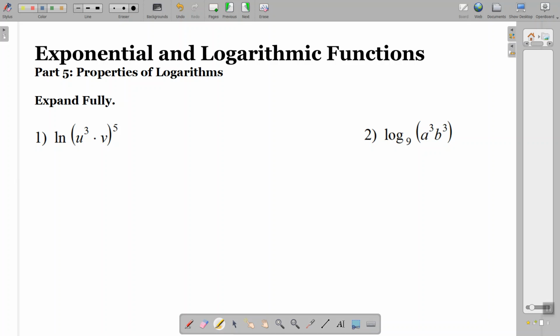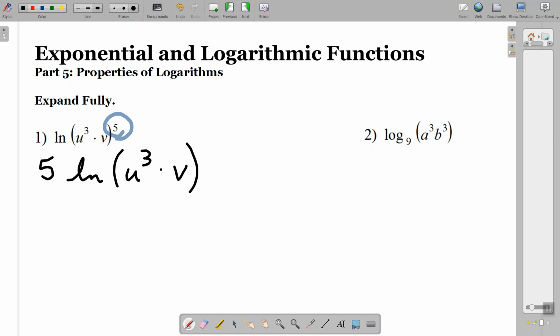Okay, so the first thing I'm going to deal with, I think I'm going to do this in multiple steps, although eventually if you do this enough, you kind of get to where you can do it without quite so many steps. But I'm going to say that this logarithm has an expression raised to the 5th power. So the first thing that I'm going to do is bring that 5th power to the front as a coefficient. So it'll be 5 times the natural log of u to the 3rd times v.